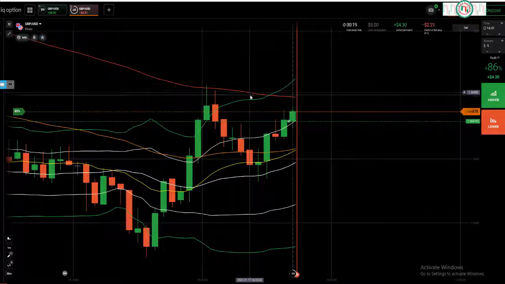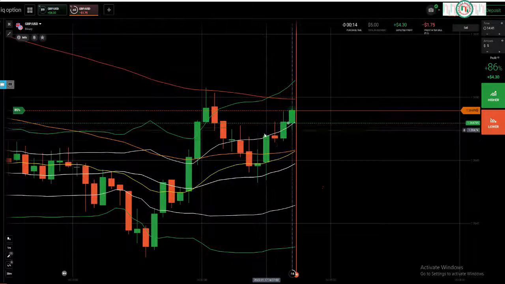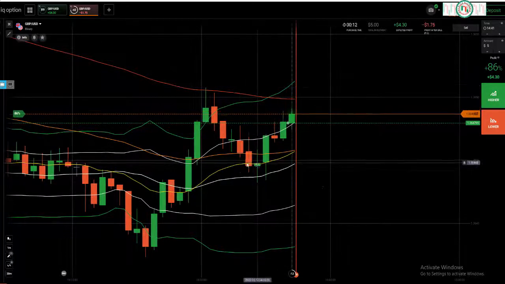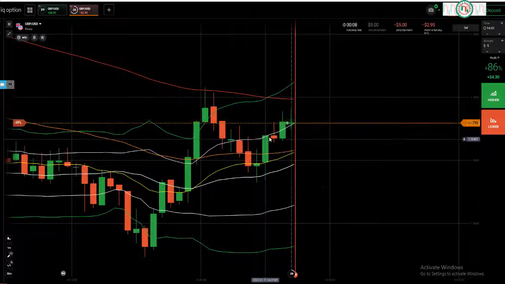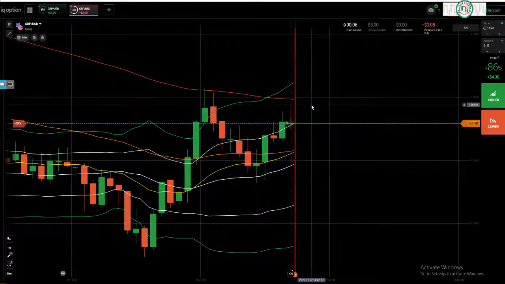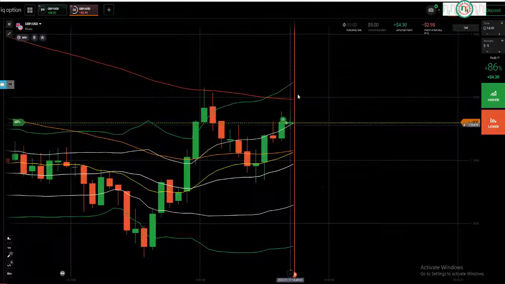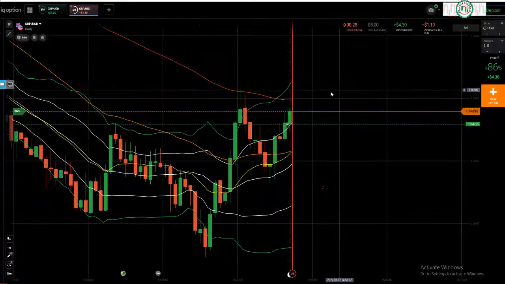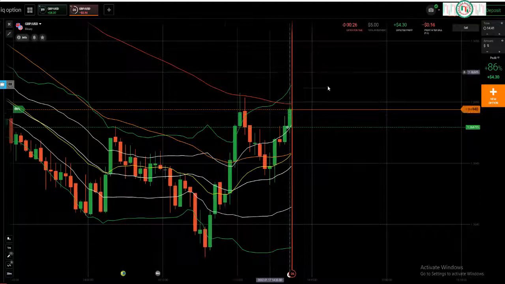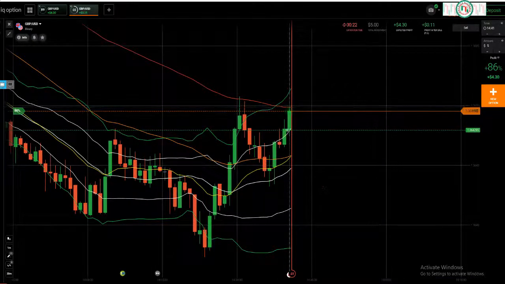So you can see Bollinger is pointing up, and this is the strong pullback from 20 and 50 MA, and you can see breakout of this one deviation Bollinger band. So I'm expecting market to go more up. So that's why I place my trade call option. You see strong bias momentum.